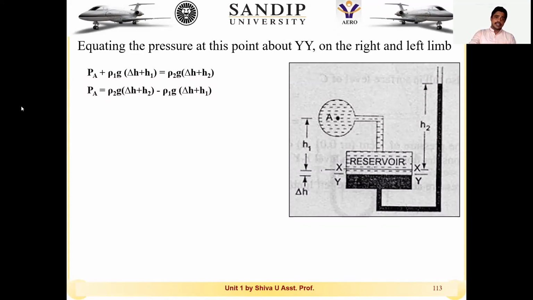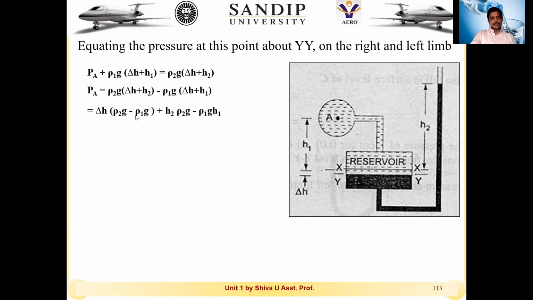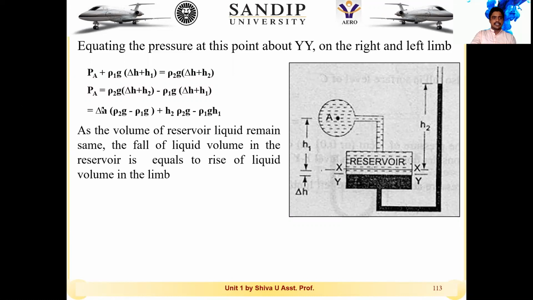Okay. Then on obtaining the equilibrium, we have obtained the PA, that is, the pressure available at the point A. If we expand this equation and see, it is simply delta H into rho 2 g minus rho 1 g, plus H2 into rho 2 g minus rho 1 g. As the volume of the reservoir remains the same, the fall in the volume of the liquid is equal to the rise of the liquid volume in the limb. Okay, so this is what it is saying.